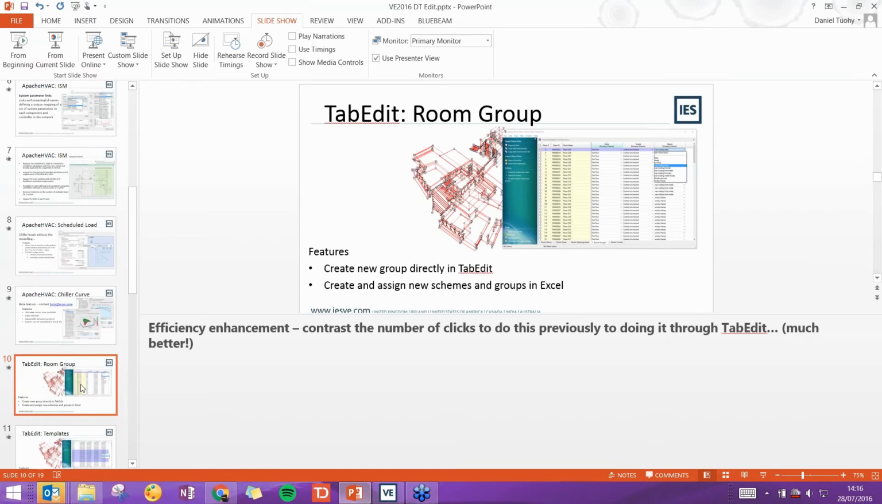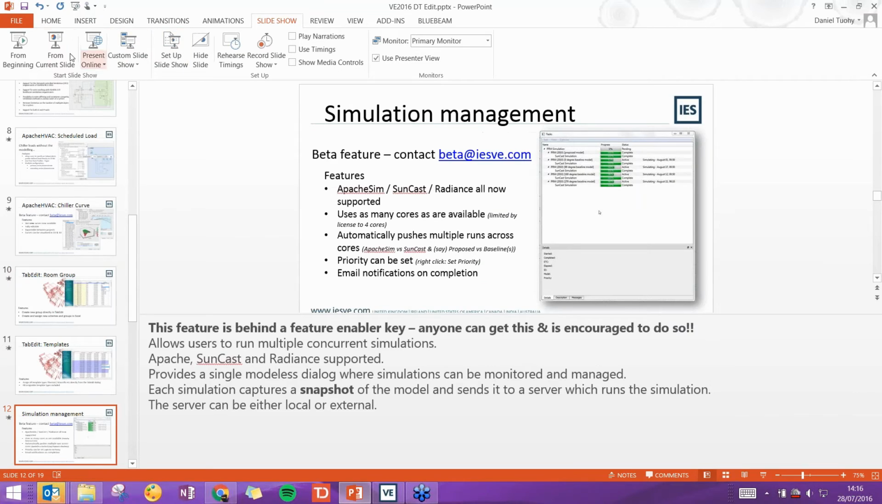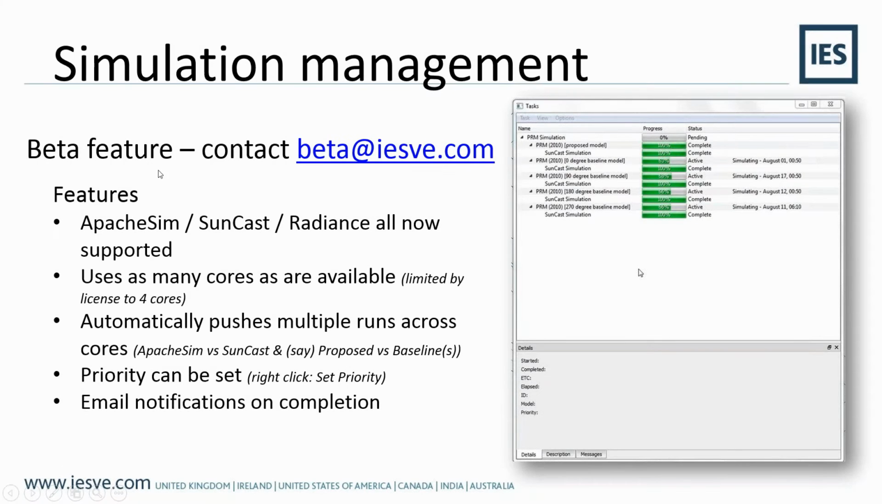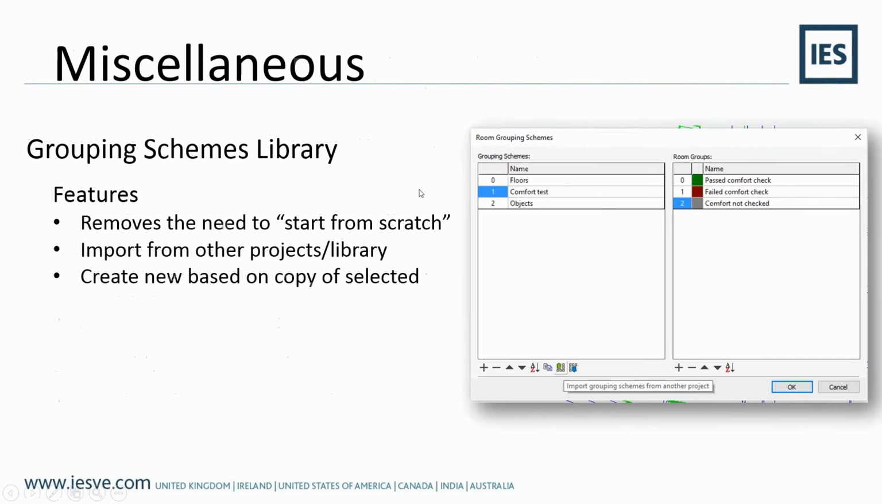So one other feature that we've added that's going to be coming soon is simulation management. It's currently in beta form. What this does is allows you to run multiple simulations at the same time and check their progress. It will allow your software to use as many cores that are available on the computer that you're using, and it automatically pushes multiple runs across those cores. And you can also add greater priority to different simulations that are running, so they'll finish sooner. And you can also receive email notifications on completion.